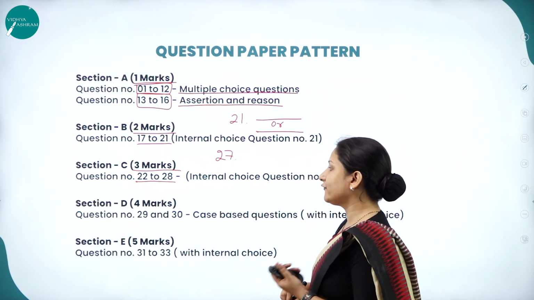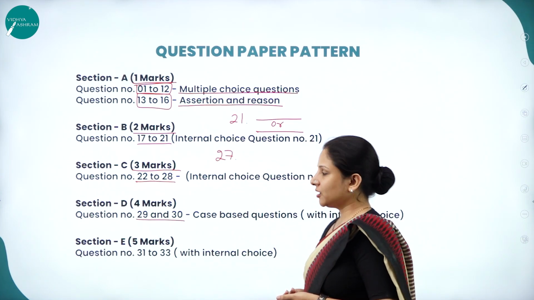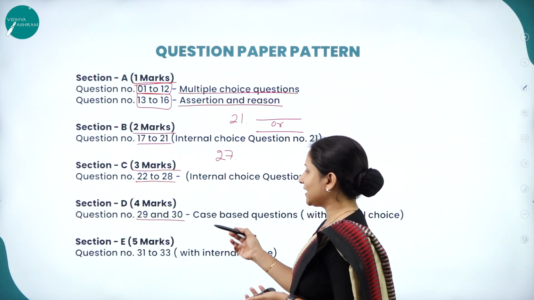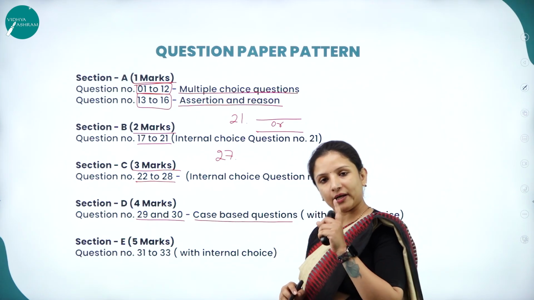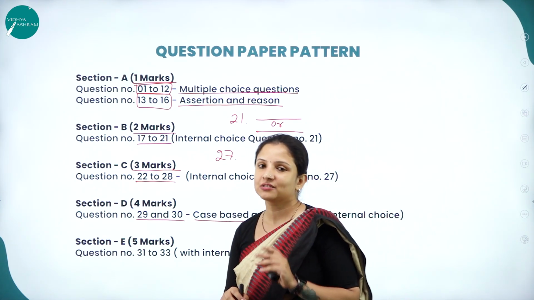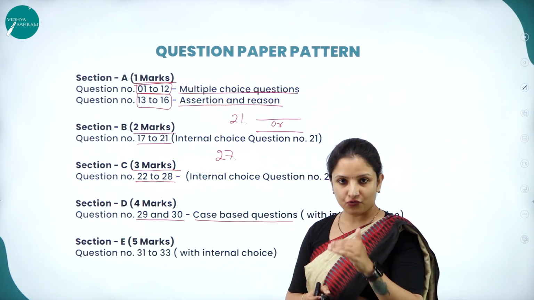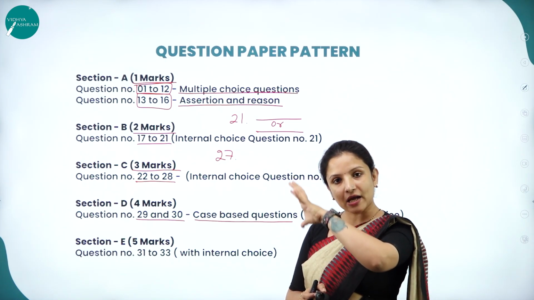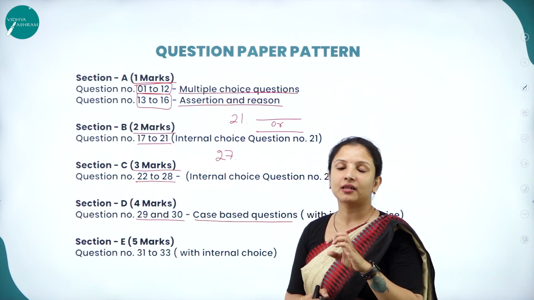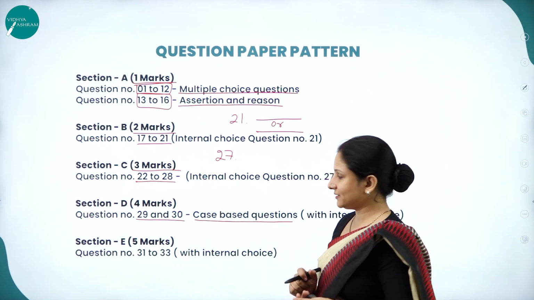Next, section D, 4 marks. That is question number 29 and 30. Section D is completely case-based questions. Here in both 29 and 30 you'll have an internal choice. Either they'll give a paragraph and ask you to answer a few questions out of it, or they'll give you a graph or a diagram and ask you to answer questions pertaining to that. So, it is completely a case-based question.